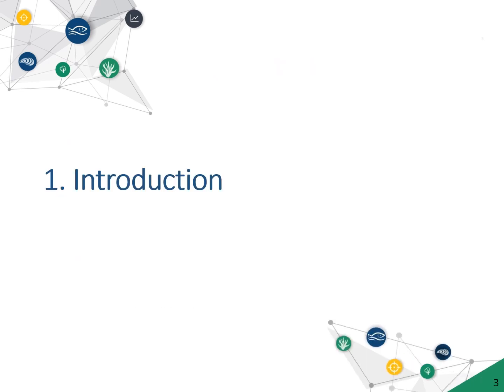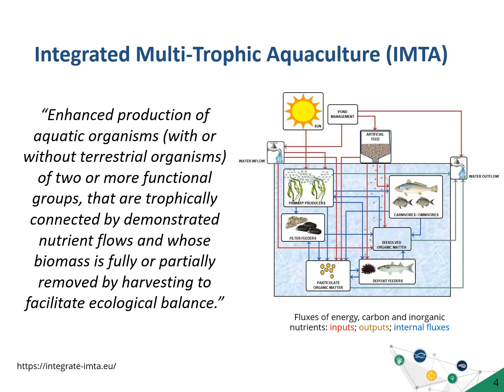Starting with the introduction. The Integrated Multitrophic Aquaculture, or IMTA, is the enhanced production of aquatic organisms from 2 or more trophic groups, connected by nutrient flows that are fully or partially harvested to facilitate the ecological balance.